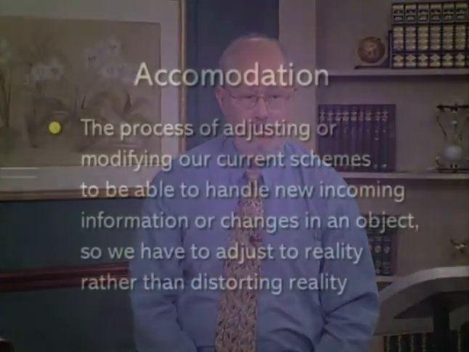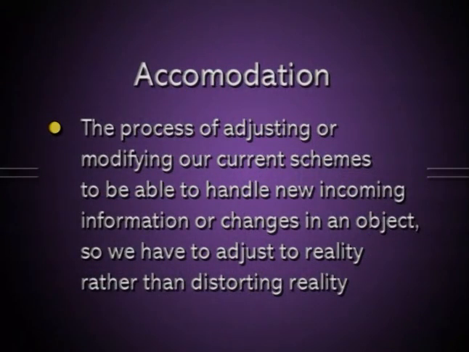So what else is needed? Well, I'm going to talk about that complementary process called accommodation. The process of accommodation is the process of adjusting or modifying your current schemes to be able to handle the new incoming information, the changes in the object. So we have to adjust to reality rather than just distorting reality. Accommodation then allows us to modify our existing schemes so that they can be applied to more varied instances.